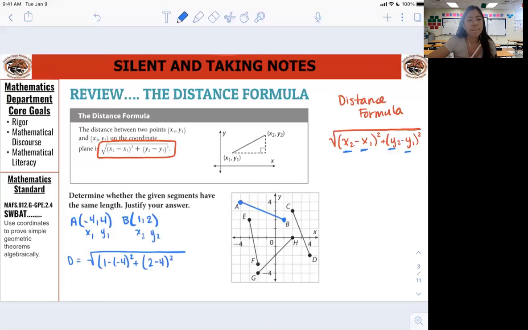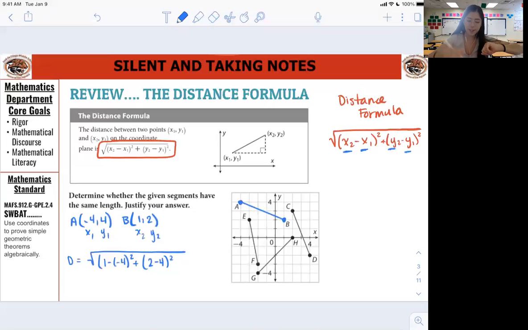Wait, why did you put 1 and 2? It's supposed to be them together. Oh, you're so right. Wait, what? Yeah, it's supposed to be x2 minus x1. Oh, wait, my bad. Yeah. I'm dumb. I'm doing it right, Perla. Wait, I'm sorry. I got too excited. I'm sorry. You're good. Okay.